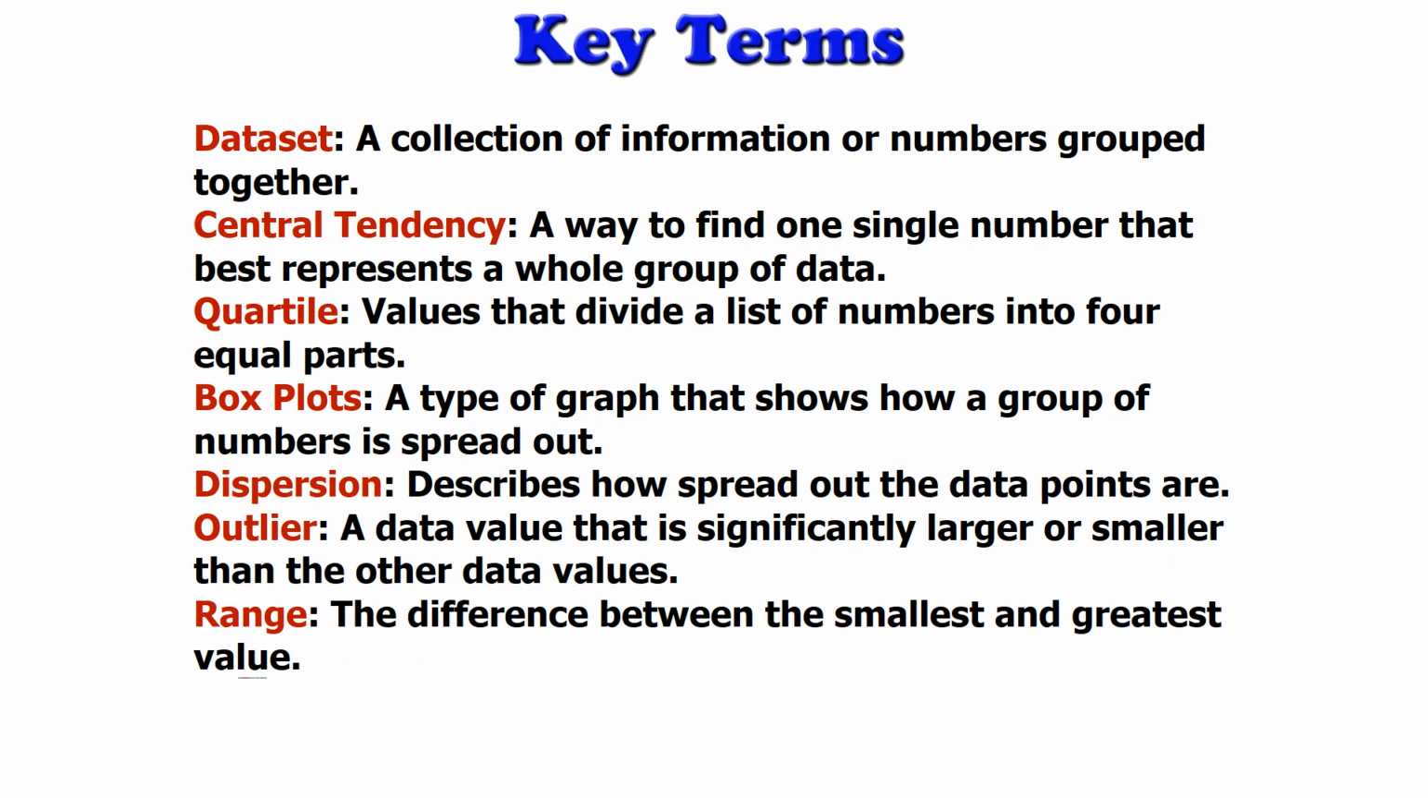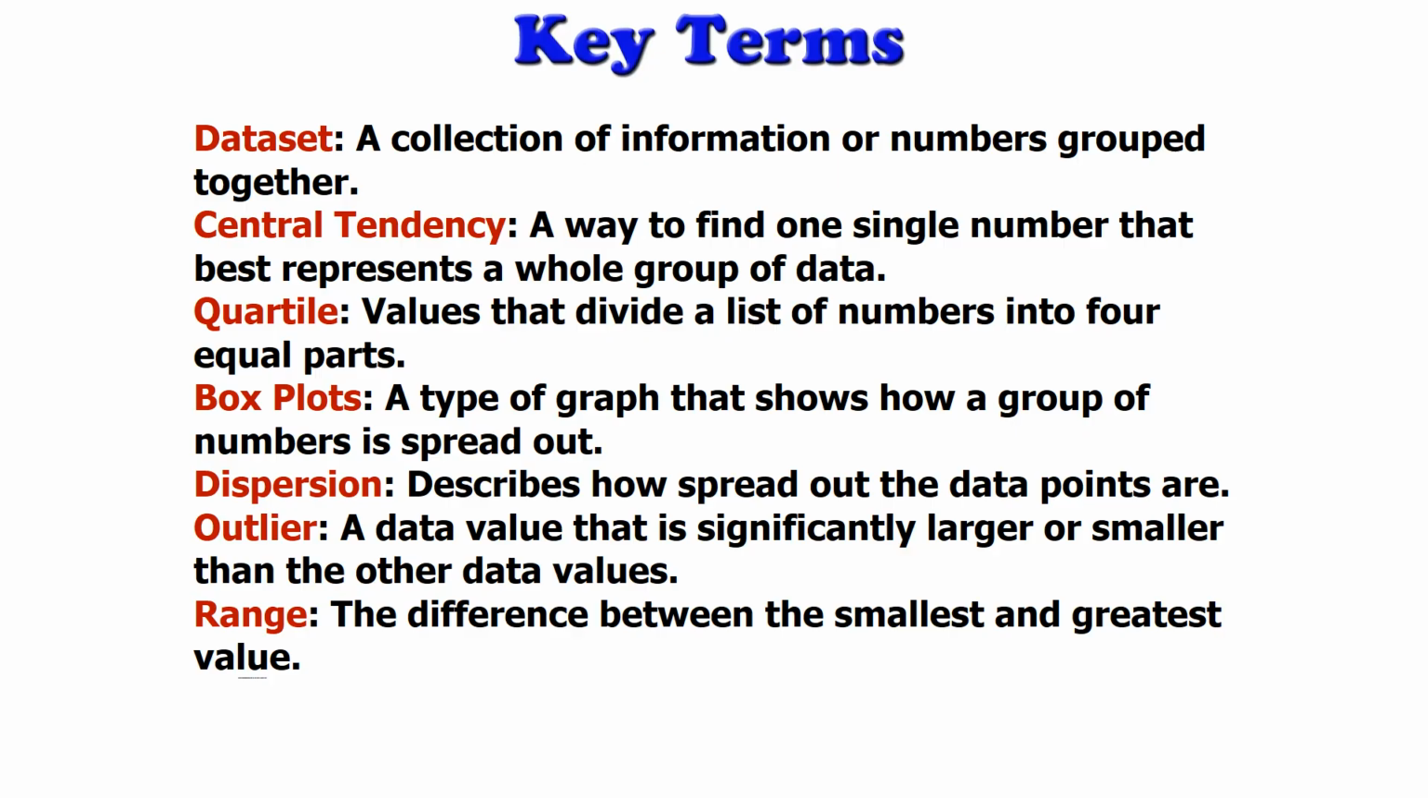Here are some key terms that you should be familiar with. When we talk about a data set, we're referring to a collection of information or numbers, in our case it's usually numbers, that are grouped together. Central tendency is a way to find one single number that best represents a whole group of data. We've talked previously about mean and median and mode as measures of central tendency.